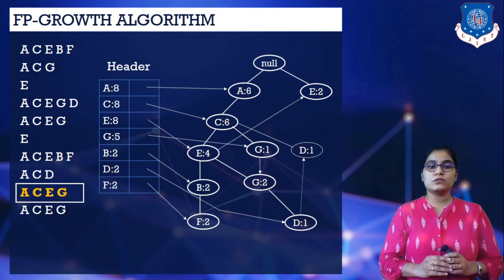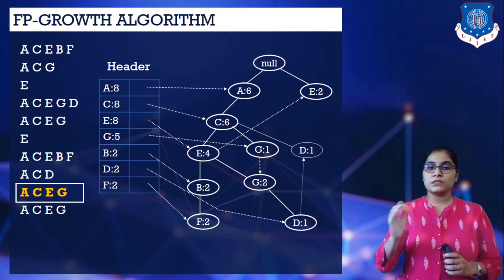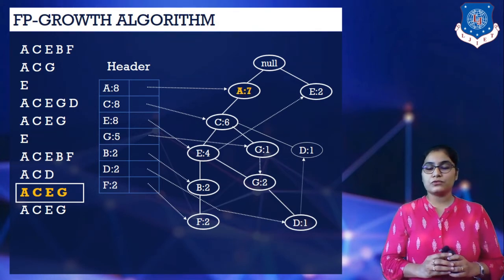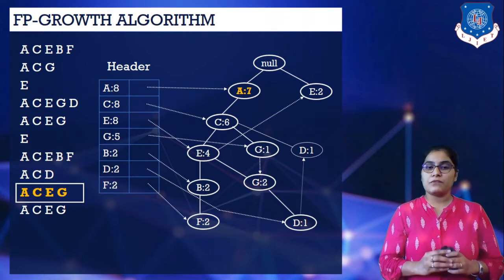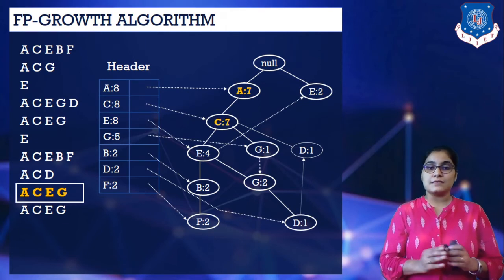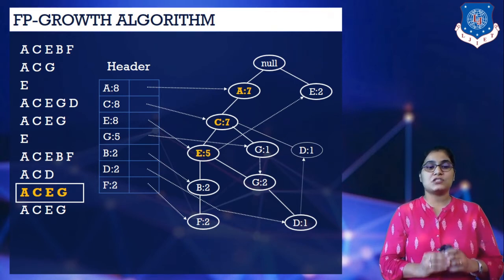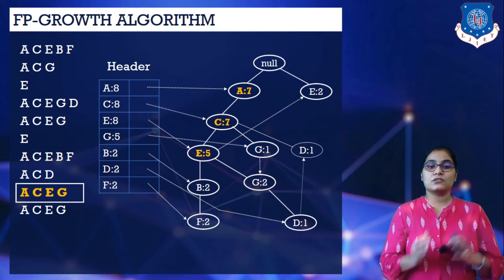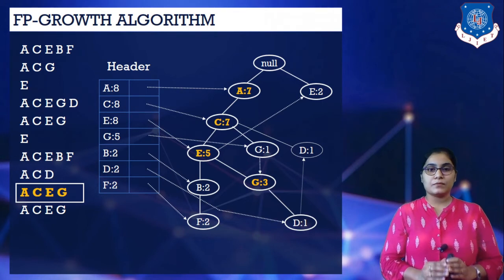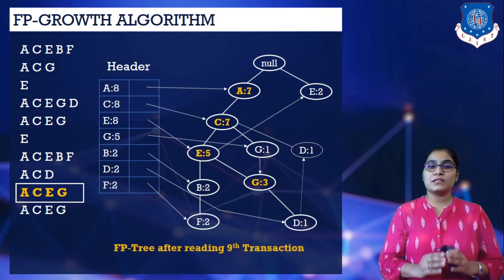Now let's move forward to the next transaction, which has item A, C, E and G. So start from the root node, that is null. We have a directly connected node A, so we just increment the count of node A. Then check for node C. We have a directly connected node C to A, so that's why we just increment the count of node C. Now check for node E. We have a directly connected node E to C, and that's why we just increment the count of node E. And check for node G, which is directly connected to node E. So we have such node, so we increment the count of node G. And this is how our tree looks like after the 9th transaction.